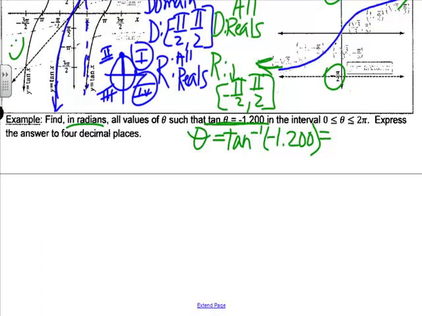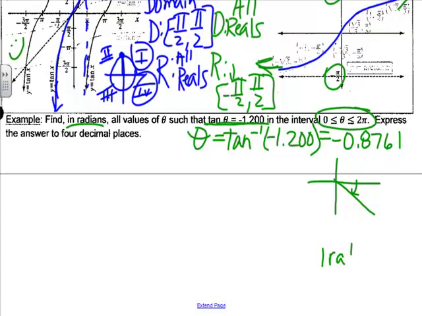So when I come back here, I get negative 0.8761 rounded. But I am supposed to be between 0 and 2 pi. So in reality, this value, if you recall, is going to be an angle that's going to be hanging out over here in quadrant 4. Just if you remember, and once again, I know we've had a break, but 1 radian is approximately 57.3 degrees. So when you think about this negative, it's not quite negative 1, but it's definitely going to be in quadrant 4.